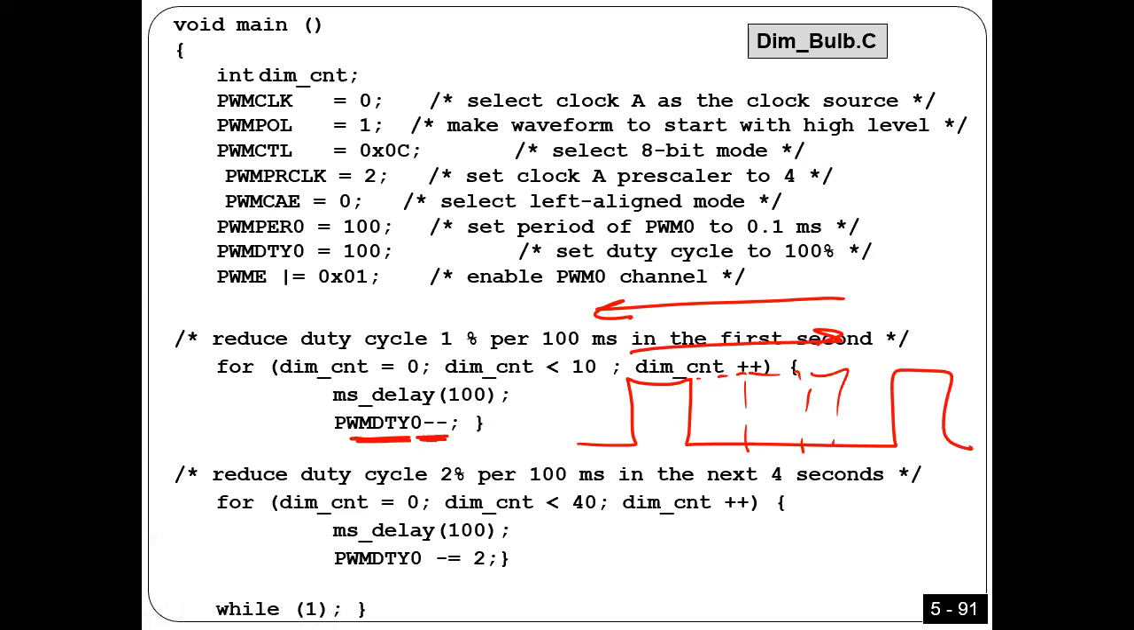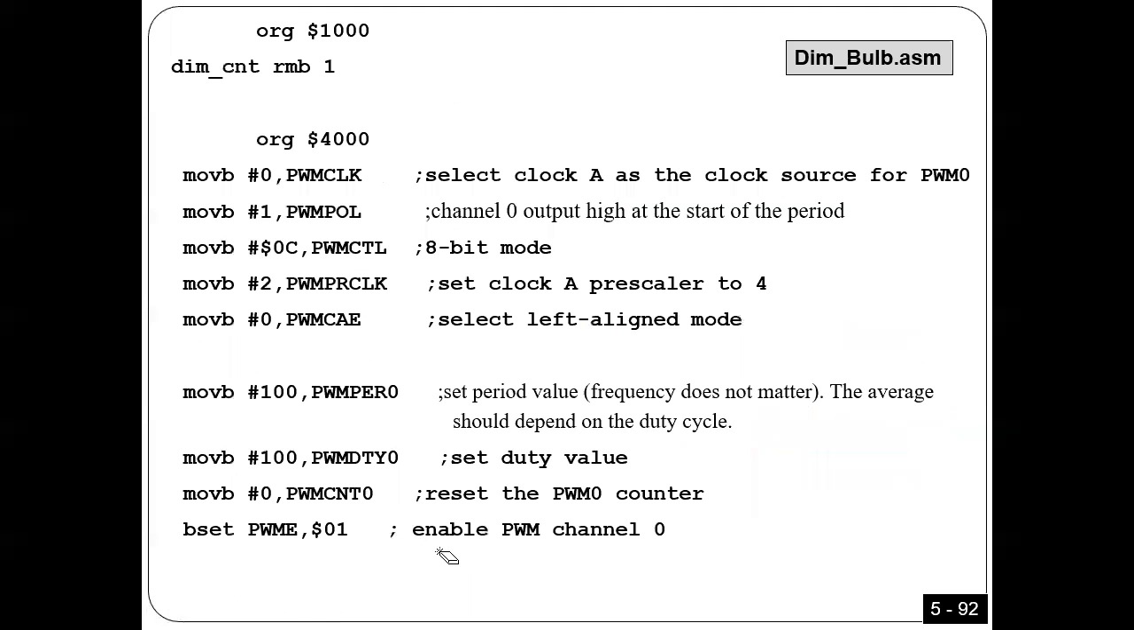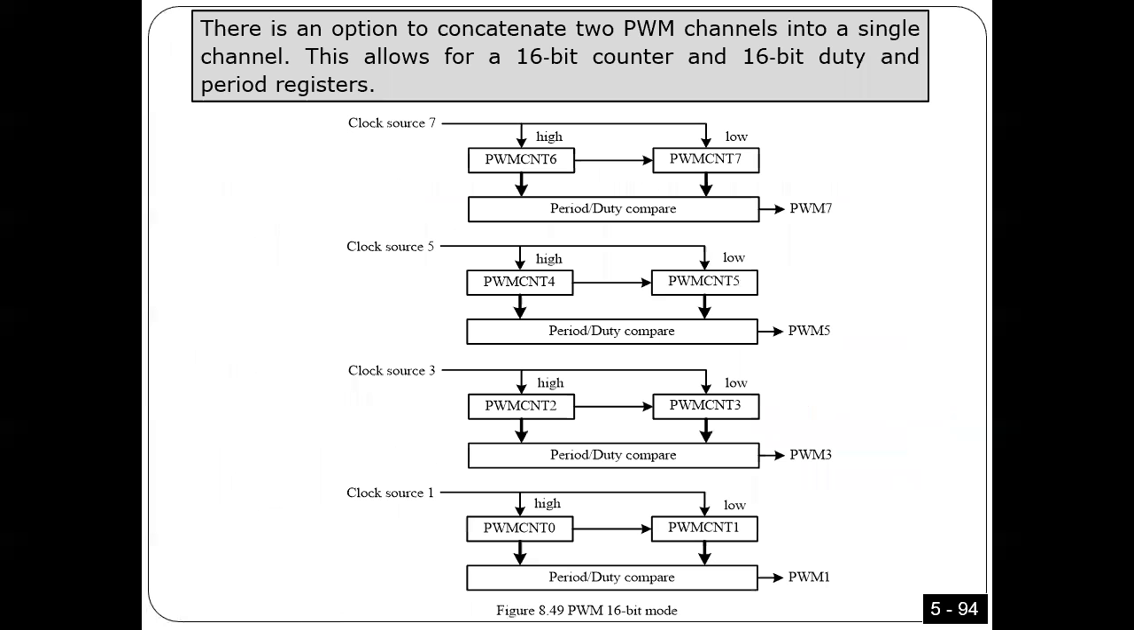Okay. That's what I'm doing here. So every 100, I want to make it dim gradually. So you can see the lighting is decreasing gradually or increasing gradually. Okay. So here every 100 milliseconds, I'm going to decrease the duty cycle or increase the duty cycle. Also decrease here. Or you can make it increase if you want. Okay. This is the assembly for this one.